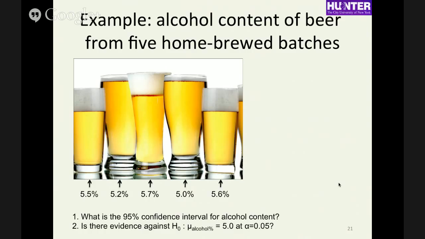So there's the example with the brews. You have 5 beers, you measure the alcohol content of each of them, and you want to build a confidence interval for what the true mean alcohol content is going to be if you make 1 million of them, and is there evidence against some null hypothesis. And there's enough data here for you to go ahead and do both that confidence interval and the hypothesis test.